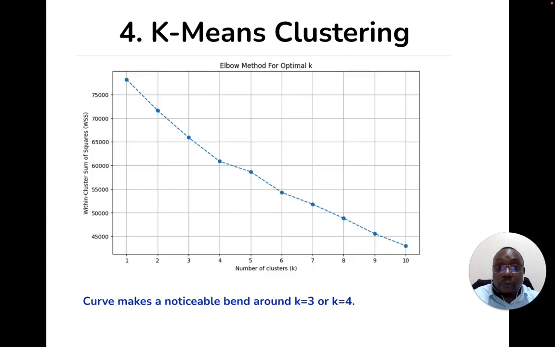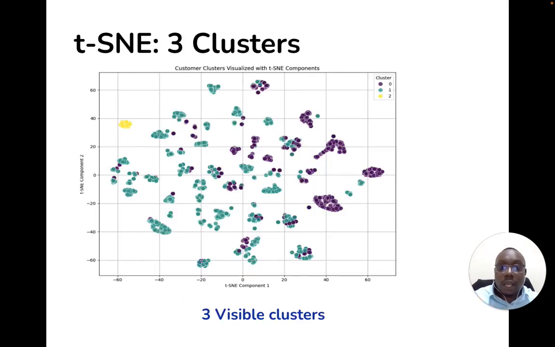When we do clustering, we have to find the optimal number of clusters, and using the elbow method, we found the optimal number of clusters to be around 3 or 4. That's where the curve begins to make a noticeable bend. So we have 3 clusters that were identified and visualized using this t-SNE.